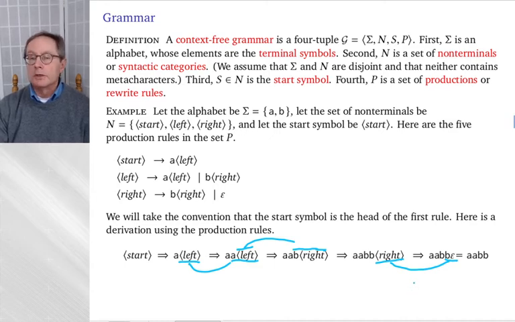And the empty string, of course, when you add it to a string, doesn't do anything. So when I have AABB followed by the empty string, that's the same thing as AABB. So what I've got here is that I've derived the string AABB following these rules. AABB is one of the strings that you can derive from these rules. There are lots of other strings that you can derive. You won't be astonished to find that you could also derive AAABB. So we will be interested in those strings that can be derived from the rules.